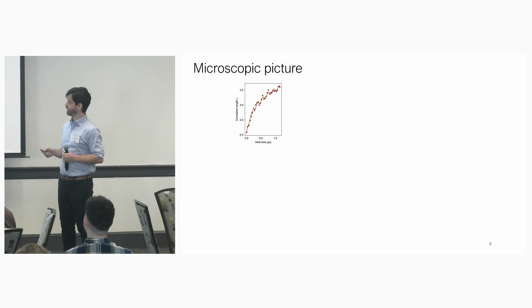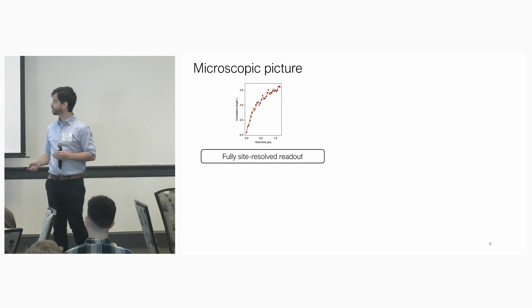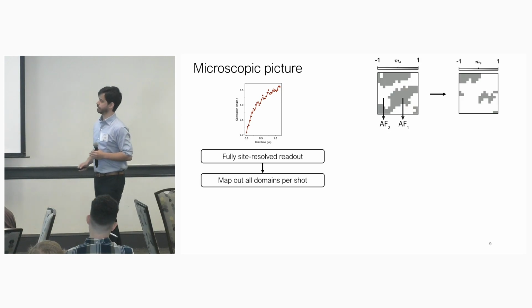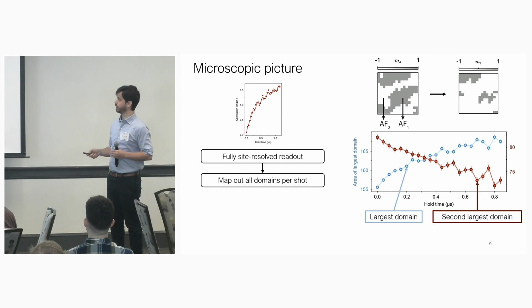Right. So now we have these coarsening processes happening in our system, but we have a bunch of tools that we can use to try to understand more intimately what's going on. Due to the fact that we have this fully site-resolved readout, we can map out all the domains in every single shot. And we can then try to see what kind of processes are happening.